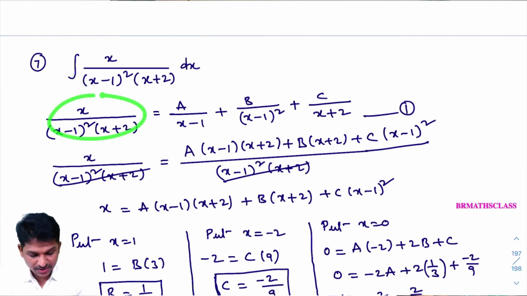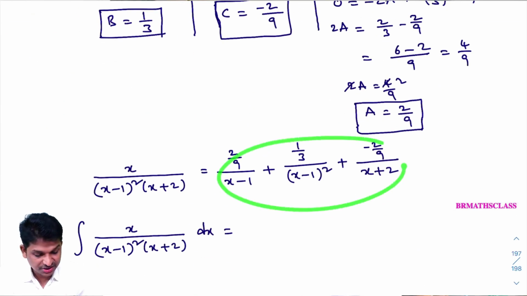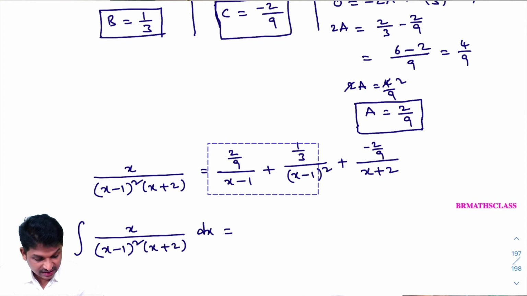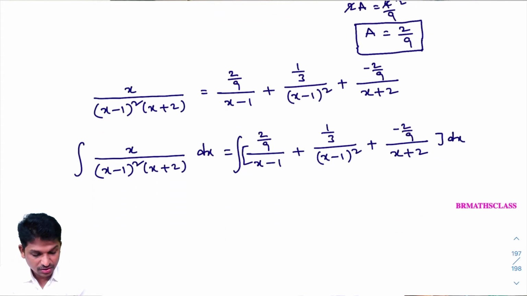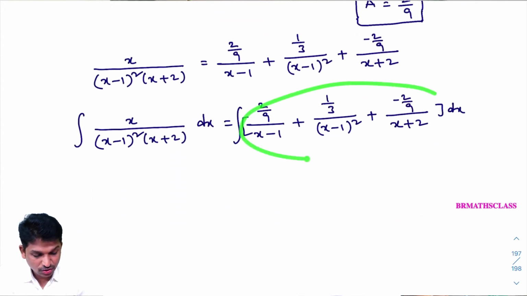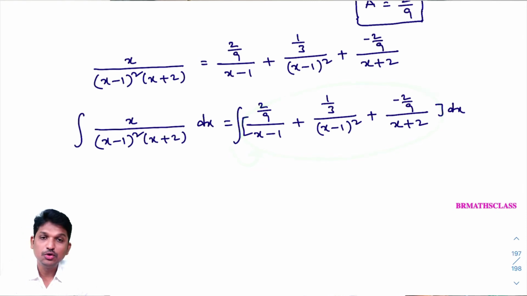Now what I got in place of this is this expression. Now integrate the integral of the whole thing into dx. You observe, I want to integrate this. How to integrate? I'll integrate each and every term. Integral of this term here, 2 by 9 is constant.